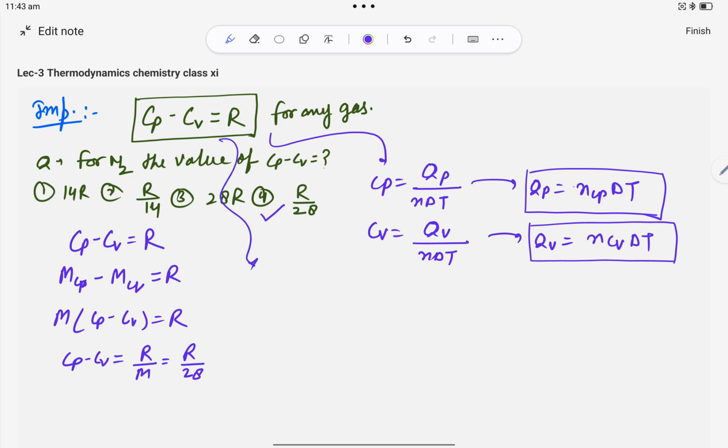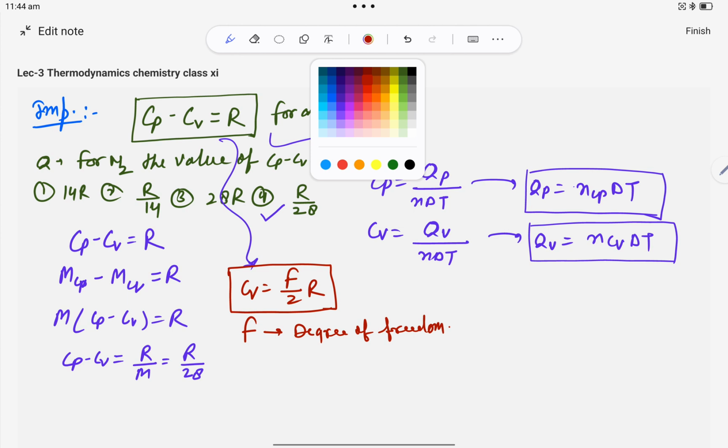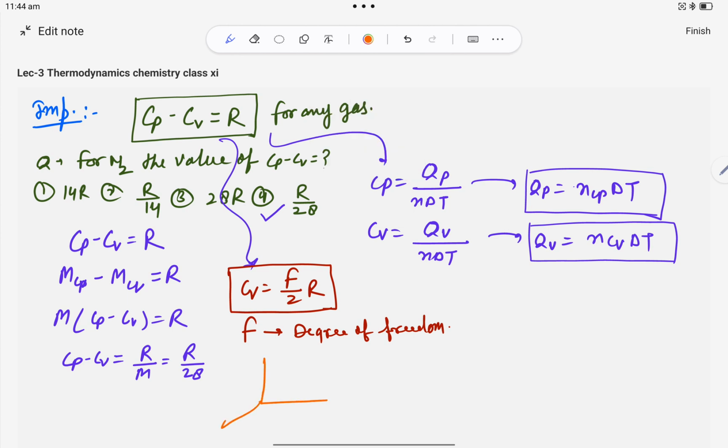One more thing, Cv is equal to F upon 2 R. That is the value of Cv. What is F? Degree of freedom. What is degree of freedom, children? Degree of freedom means any gas, how can it move? See, suppose here x-axis, y-axis, z-axis. Any monoatomic gas like helium is placed, so it can move in x-axis also, y-axis also, z-axis also. So how many total ways of movement? 3. So 3 will be the degree of freedom for monoatomic gases.